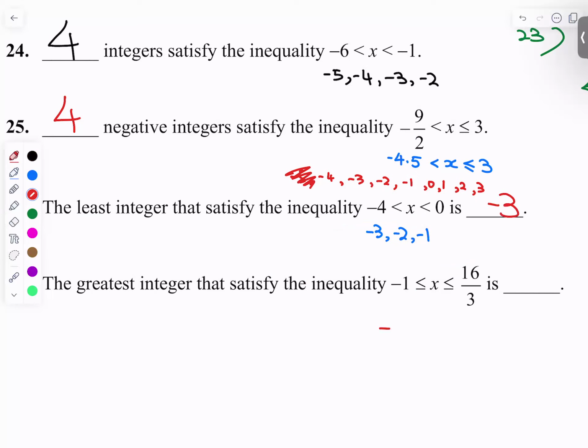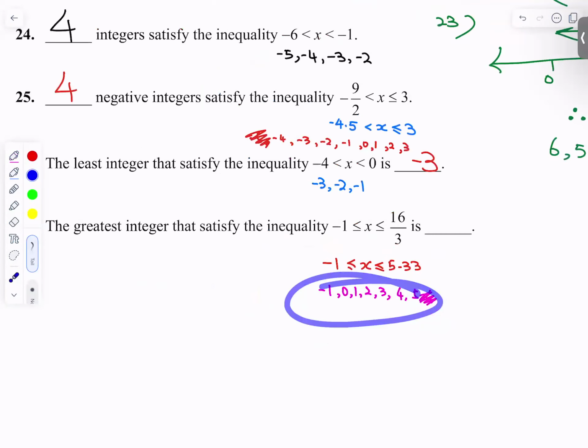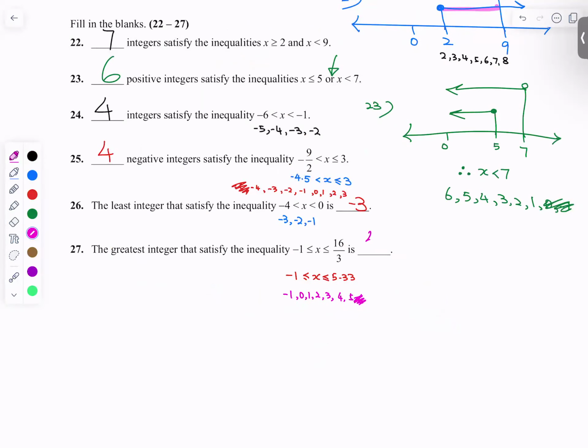Oh, same for this one. I need to be, what is 16 divided by 3? 5.3. So give me the numbers that is between this. I can have -1, 0. Yeah, some say, can I have 6? Nope, because I need to be less than 5.33. And then between all these numbers, which one is the greatest?